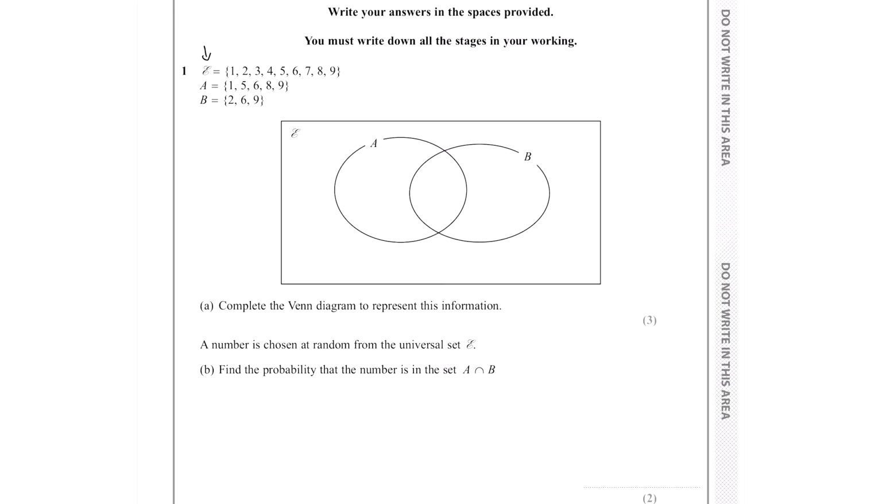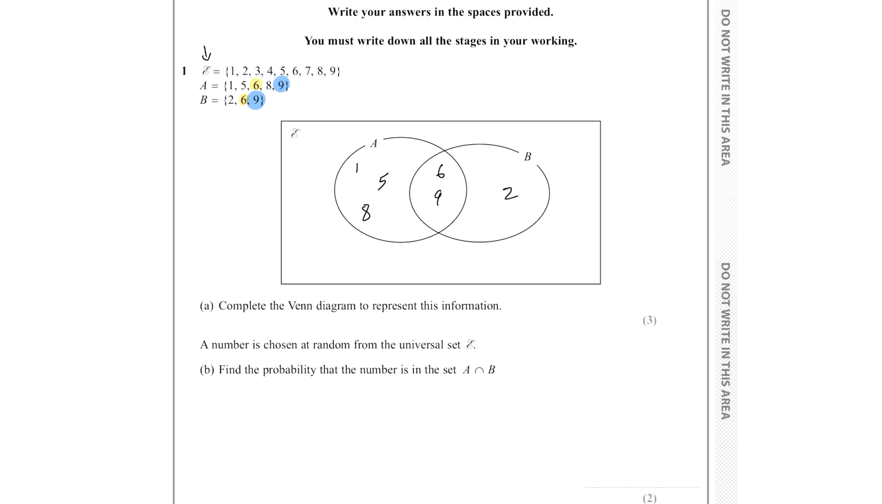I tend to start with looking at the values inside the circle, so that'll be A and B, and I can straight away notice, if I just grab my highlighter, that 9 is shared across both. And then I can also notice that 6 is shared across both. So those will go in the center of the circle. That's going to be 6 and 9. And then inside A, I have 1, 5, and 8. And inside B, I have 2.